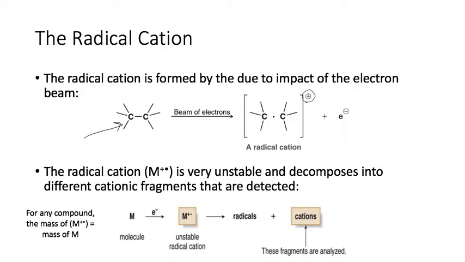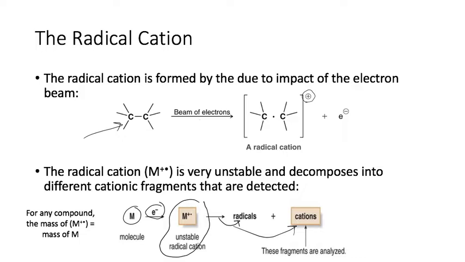That radical cation has the abbreviation of a capital M with a plus sign and a dot. The plus sign abbreviates the cation, the dot abbreviates the fact that you have a radical, and M just stands for the molecule, any generic molecule. This thing is very unstable when it's created, so that's what is actually decomposing into the different cationic fragments. So you have your parent molecule that you're injecting, it loses its electron, you make your unstable radical cation, which then can further decompose into radicals and other cations. Then these fragments that are the cations are what are collected.